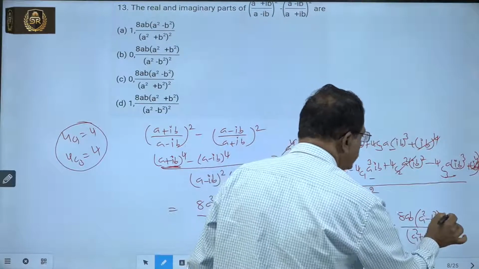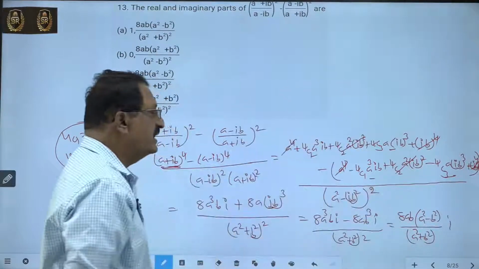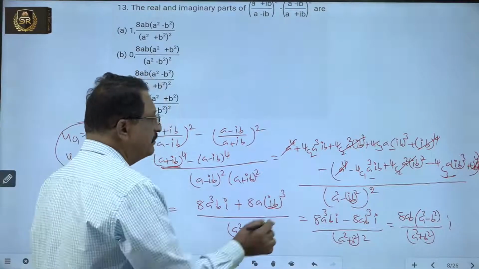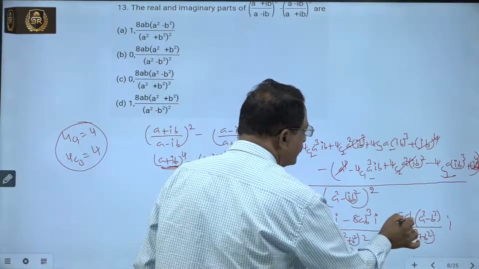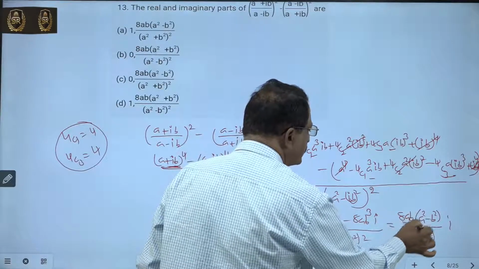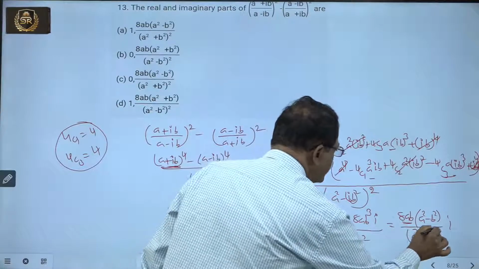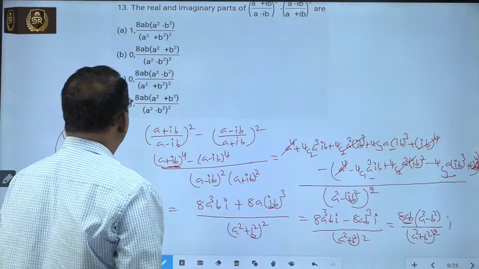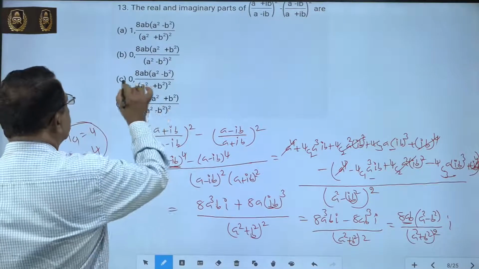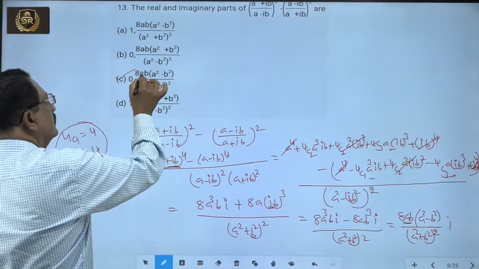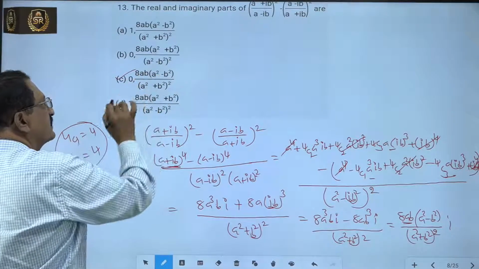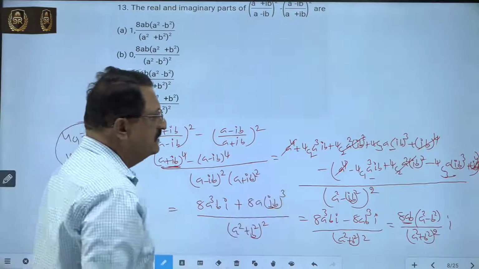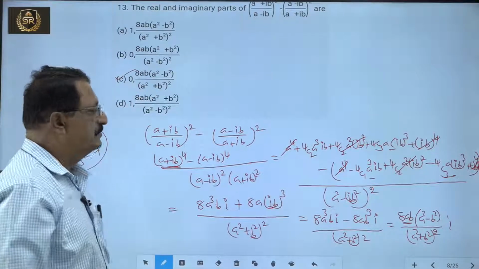Now here there is no real part. Real part equals 0, and the imaginary part is 8ab of a square minus b square by a square plus b square whole square. Now which option? Real part is 0, imaginary part 8ab of a square minus b square by a square plus b square whole square. Then the third option is correct.